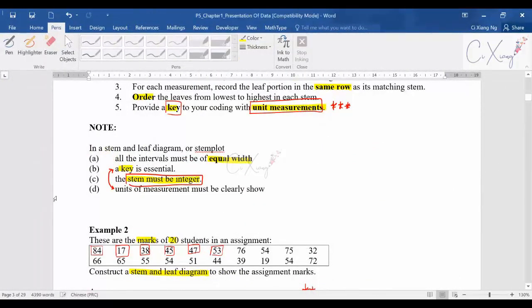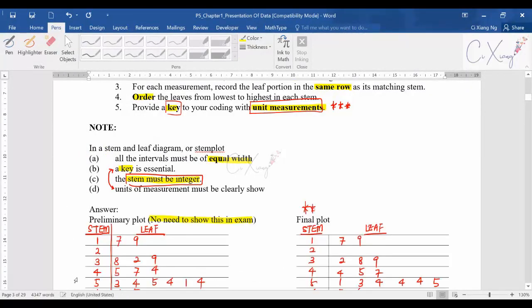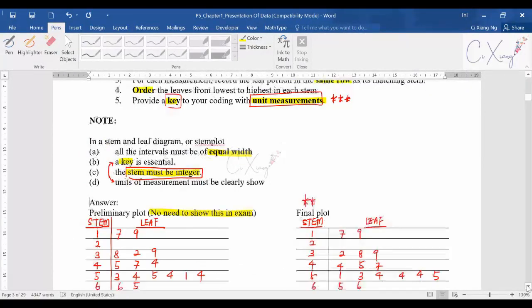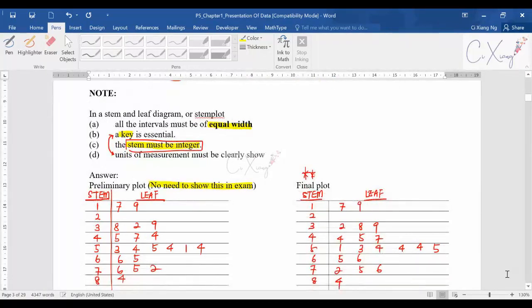There are a few points here that I showed you just now. The note. Okay, so first, in the stem and leaf diagram, all the intervals must be equal width. So what is the meaning of all the intervals must be equal width?